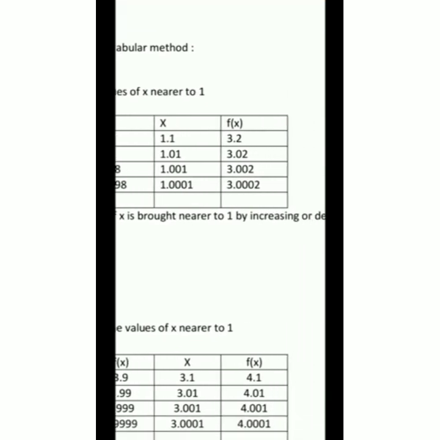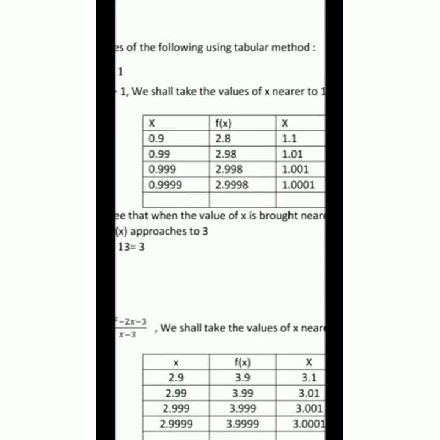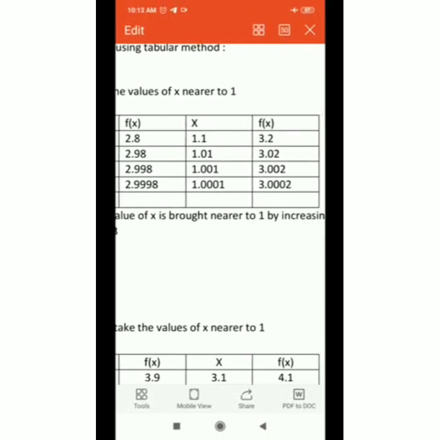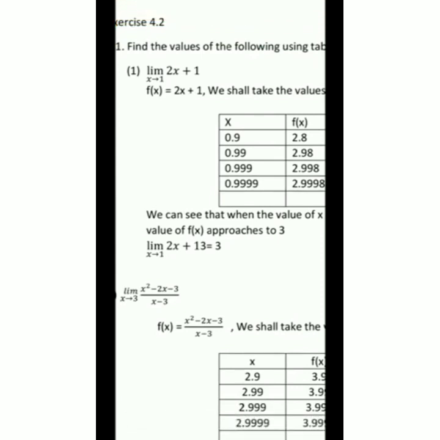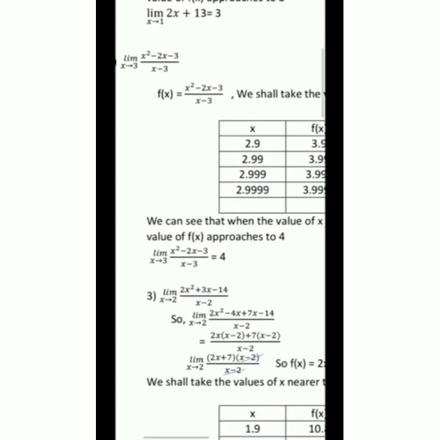Now what we can conclude from the table is that when the value of x is brought nearer to 1, by increasing as we have seen, or by decreasing, the value of f(x) approaches approximately 3. We can see 2.998 and here also 3.002. So we can say that the final answer is: limit of 2x plus 1 is equal to 3. It is by mistake written 13, it is 3. So with that we complete the first sum.